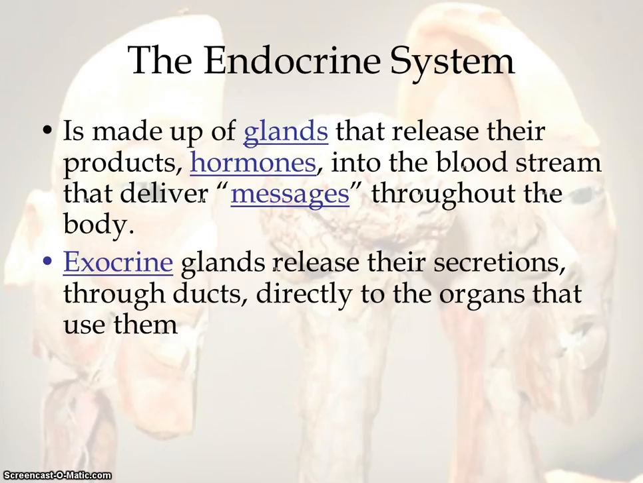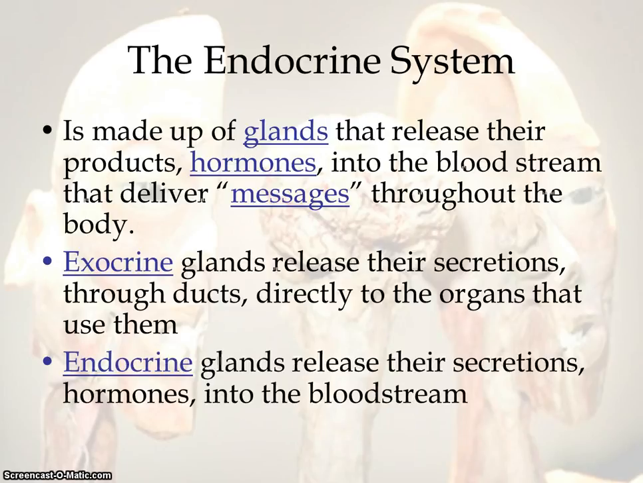You have two main categories of glands. You have exocrine glands and you have endocrine glands. Your exocrine glands are going to release their hormones directly to the organs that use them. The endocrine glands are going to release their hormones into the bloodstream, and then the bloodstream will carry them to wherever they need to go. So your exocrine glands are tied directly through ducts to the organs that they function with, and your endocrine glands actually just use the bloodstream and allow the bloodstream to carry those directions or those hormones.